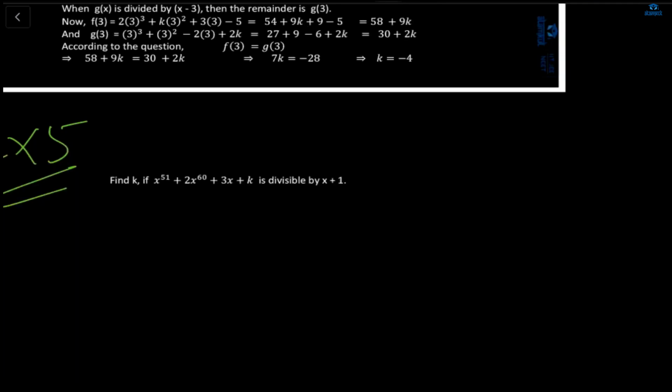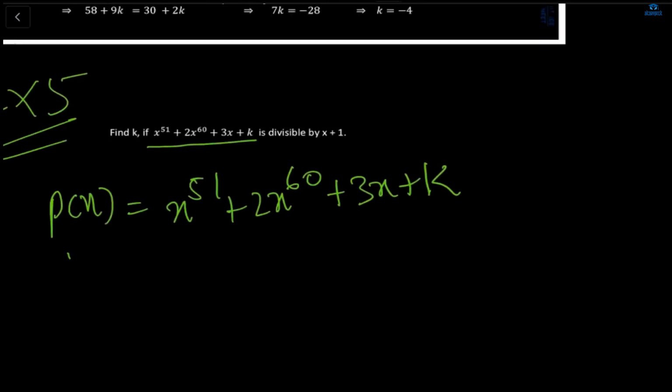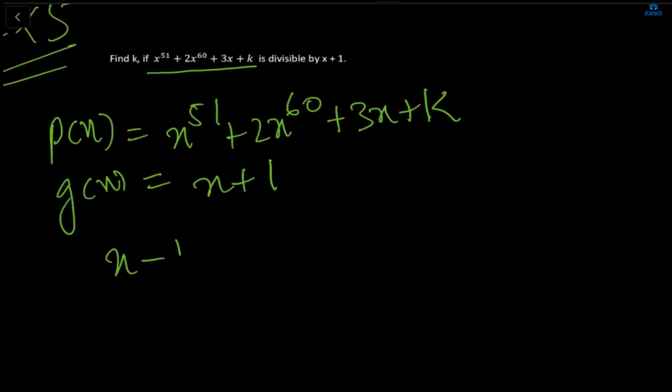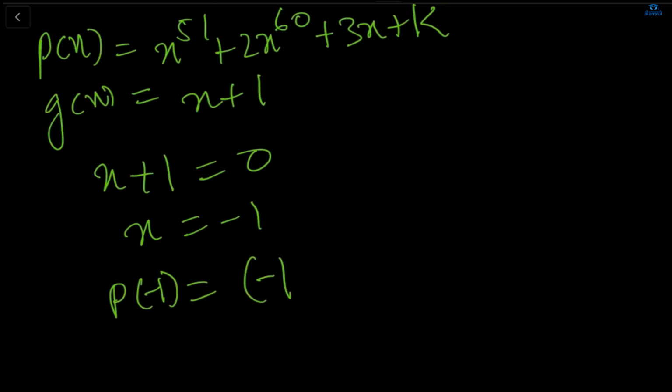Now this is your polynomial. p(x) is equal to x to the power 51 plus 2x to the power 60 plus 3x plus k, and your g(x) is equal to x plus 1. If you find the zero of g(x), then x plus 1 is equal to 0, so it will be minus 1. So you need to find the value of p(minus 1), which will be minus 1 to the power 51, which is minus 1 only.